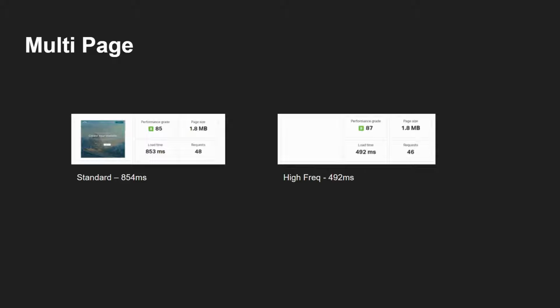So again, similar results. Our load time on the standard was at 854 milliseconds versus the high frequency load time, which was 492 milliseconds. So just following that trend at all sizes of the website, we are seeing the same across.